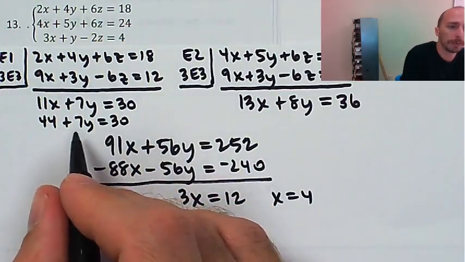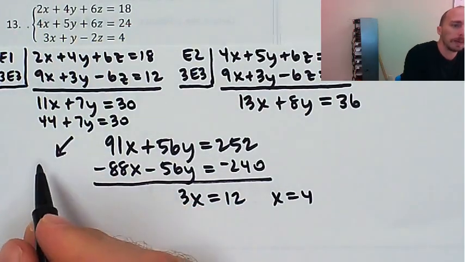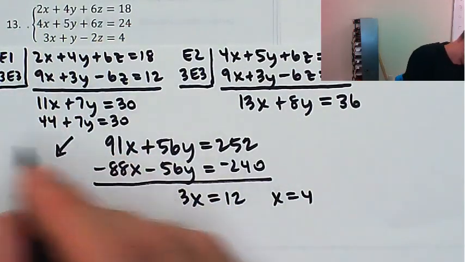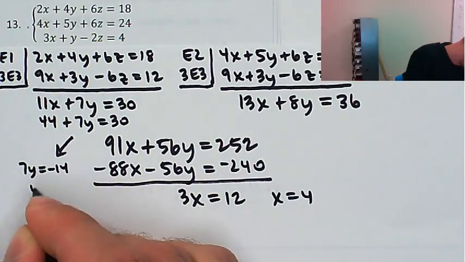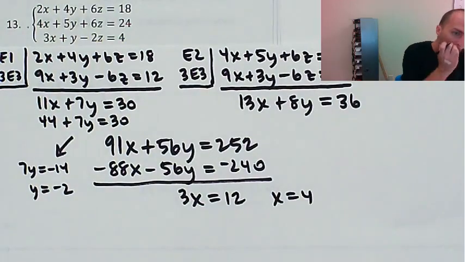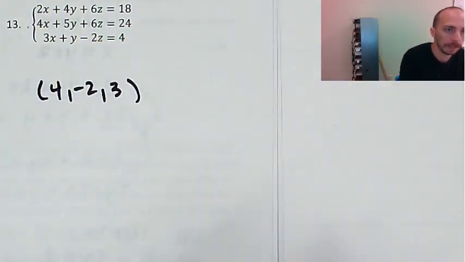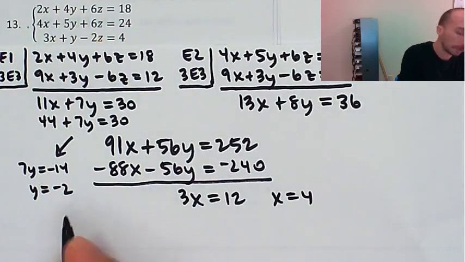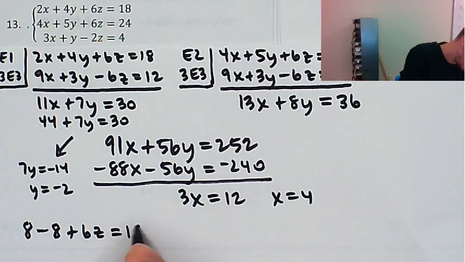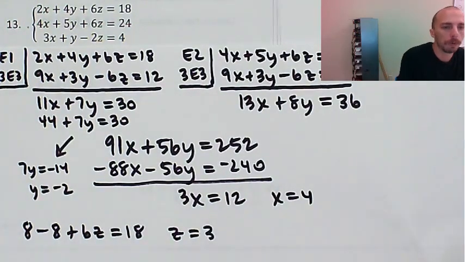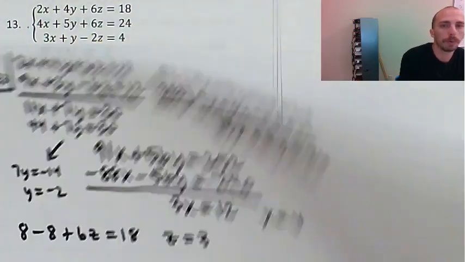Okay, that's all right. I'm going to subtract 44 from both sides, and I'd get 7y equals -14, and y equals -2. That's good. Then I'm going to use the equation at the top of your screen, 2x plus 4y plus 6z equals 18. Oh yeah, 6z equals 18, z equals 3. So 4, -2, 3, that is what we were expecting to get.